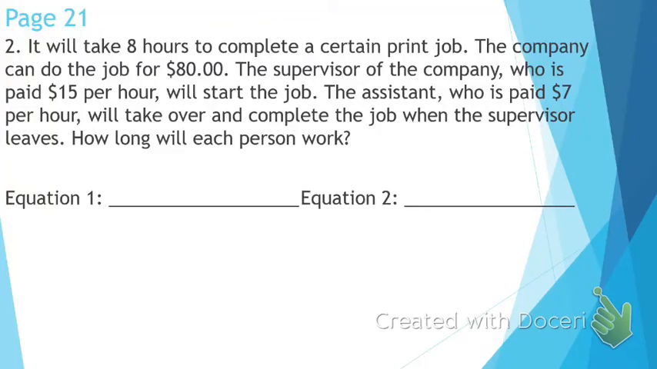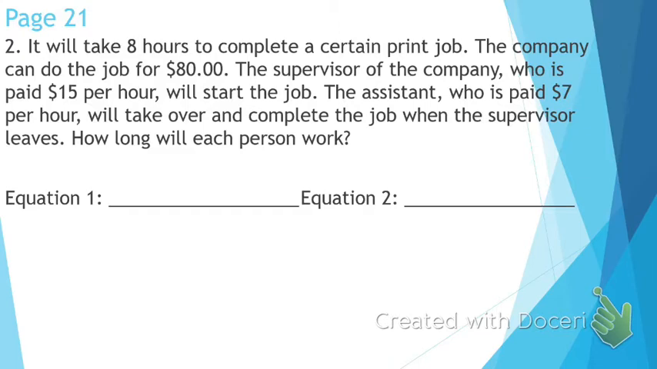Okay. So it says it will take 8 hours to complete a certain print job. The company can do the job for $80. The supervisor of the company, who is paid $15 per hour, will start the job. The assistant, who is paid $7 per hour, will take over and complete the job. When the supervisor leaves, how long will it take each person to work?